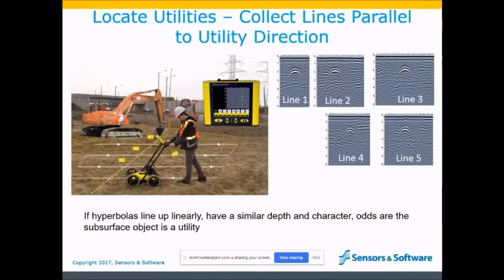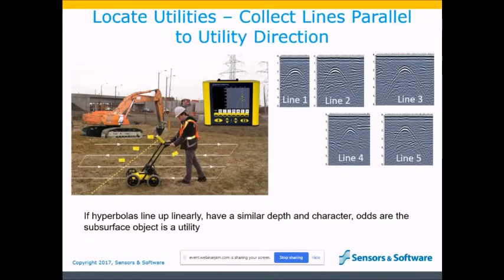Let's face it, when hyperbolas are strong, isolated, and linear, utility locating with GPR can be pretty easy, as this example shows. Five parallel lines, five very good responses, all look very similar. We mark their location on the ground, they all line up. Pretty easy. But GPR does have limitations.